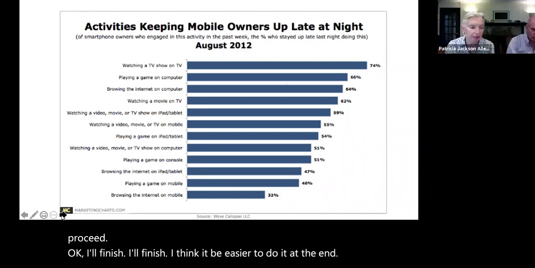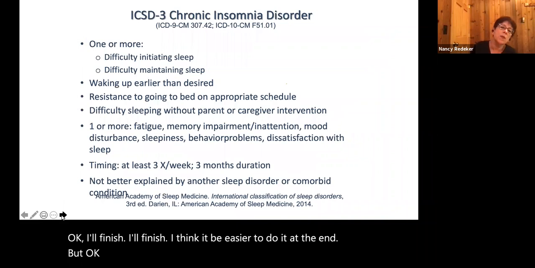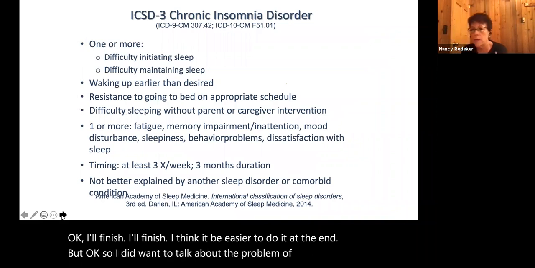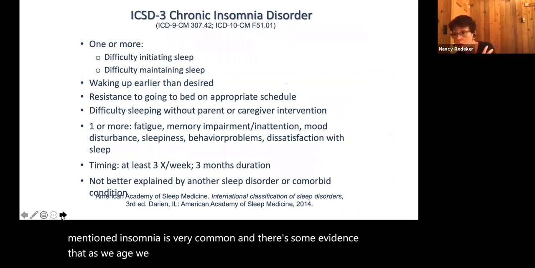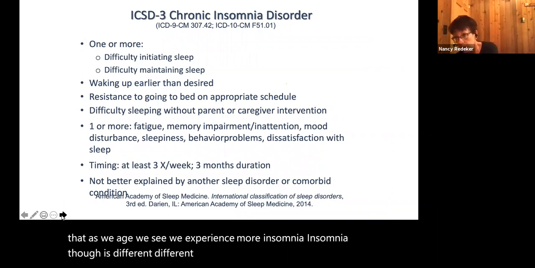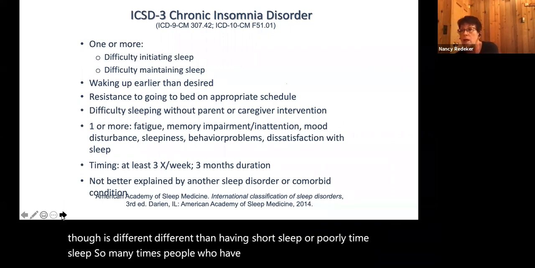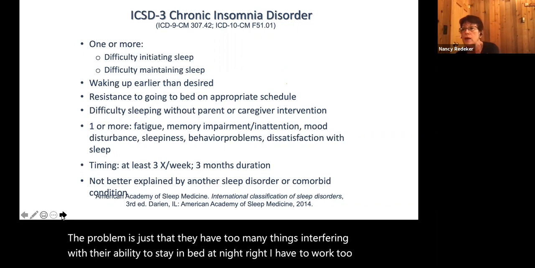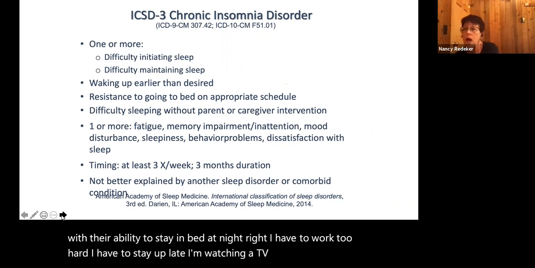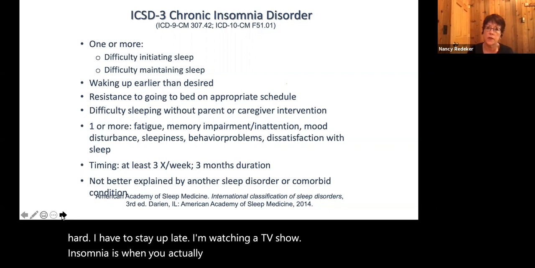Okay, so I did want to talk about the problem of insomnia. As I mentioned, insomnia is very common, and there's some evidence that as we age, we experience more insomnia. Insomnia, though, is different than having short sleep or poorly timed sleep. Many times people who have short sleep just have too many things interfering with their ability to stay in bed at night, right? I have to work too hard. I have to stay up late. I'm watching a TV show. Insomnia is when you actually do have the time to sleep and you can't sleep during that time.